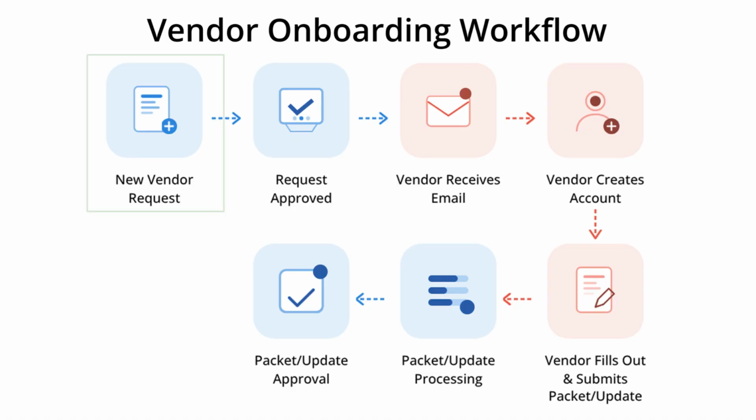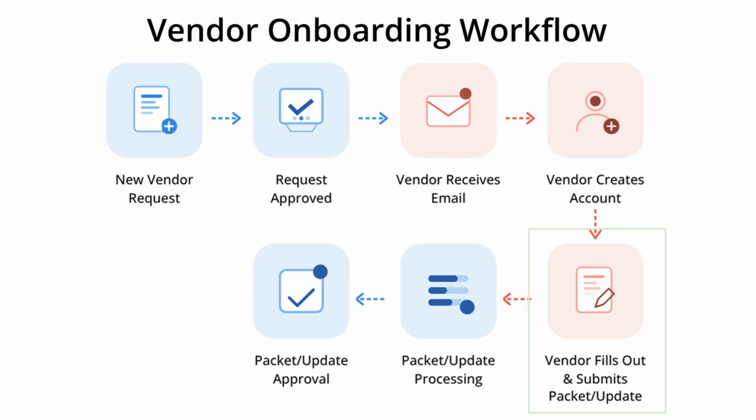First, an internal user needs to request that a new vendor be added to the portal, and that request needs to be approved. To learn more about the new vendor request process, please watch our video on new vendor requests. To begin the vendor packet process, a vendor receives an email from the vendor portal prompting them to register for an account. Fill out the required information and you will be taken to the home page of the portal.